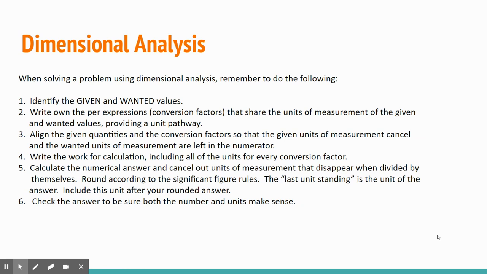Align the given quantities and the conversion factors so that the given units of measurement cancel and the wanted units of measurement are left in the numerator, always using division in order to cancel my units. Write the work for your calculation, including all of the units for every conversion factor. Calculate the numerical answer. Cancel out units of measurement that disappear when divided by themselves. Round according to significant figure rules. The last unit standing is the unit of the answer. Include this unit after you round, and then check the answer to be sure both the number and the units make sense.